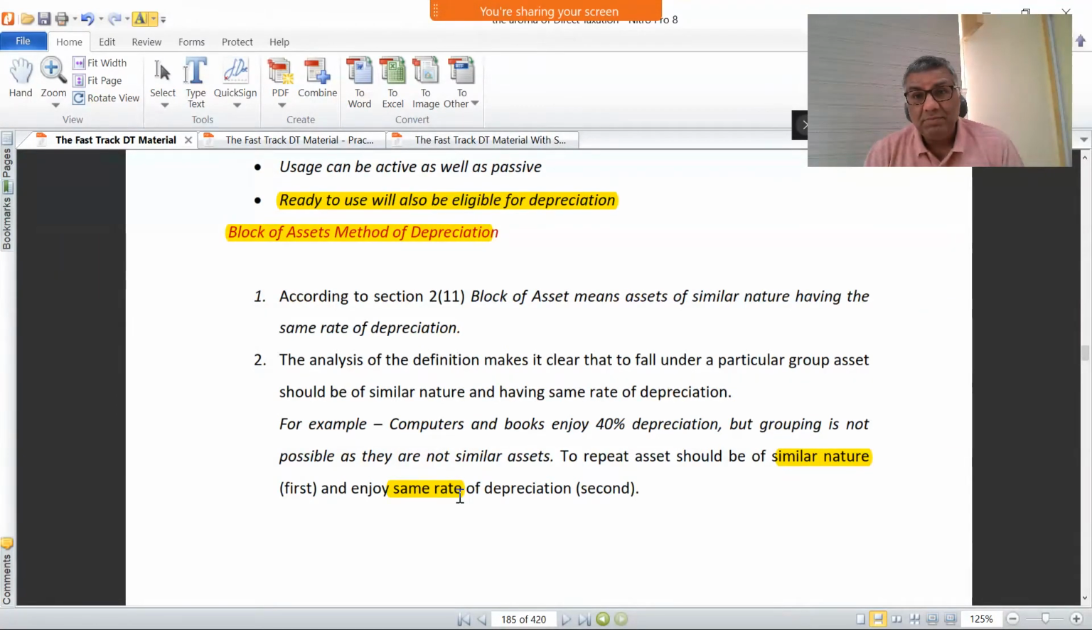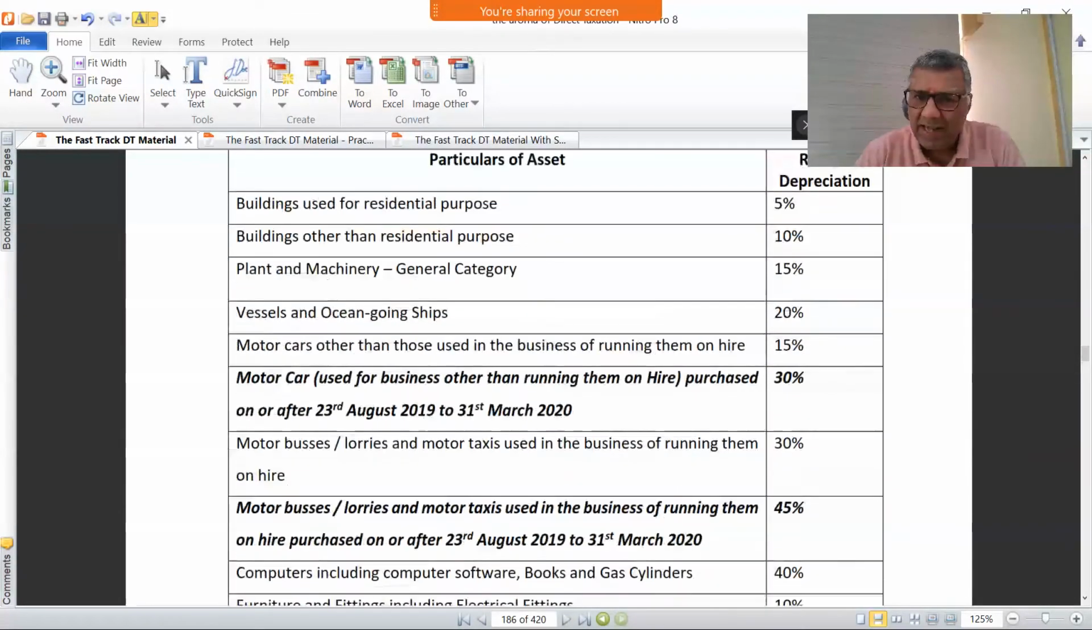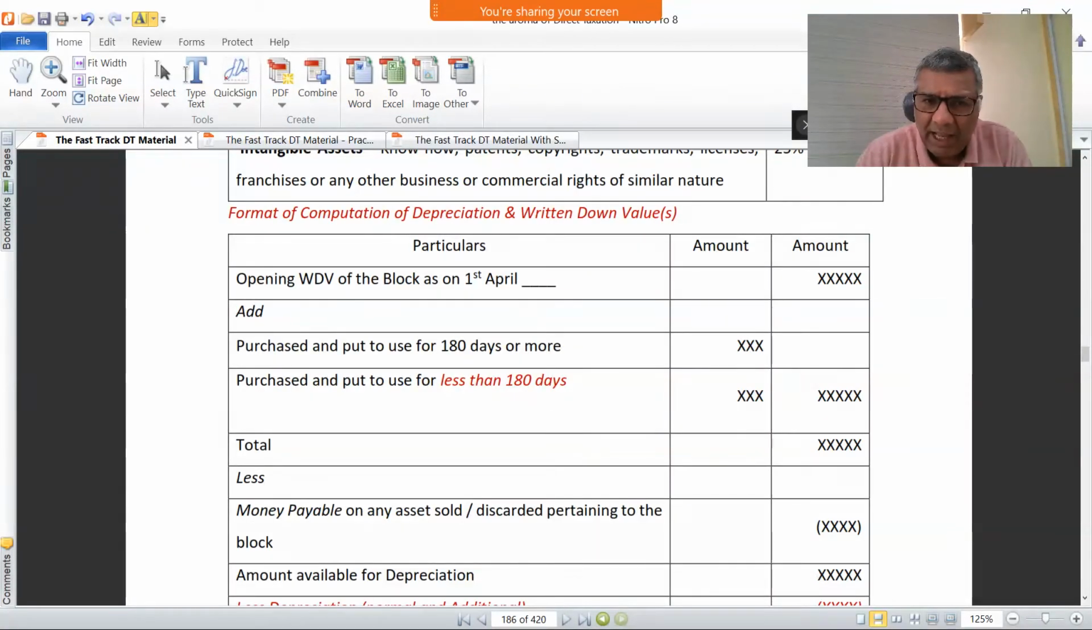But for an asset purchased and put to use for 180 days or more, claim 100% of eligible depreciation. If the rate is 15%, claim 15%. If the rate is 20%, claim 20%. 40%, claim 40%. Whatever rate is given here, claim fully. If it is put to use for less than 180 days, claim half of the eligible depreciation. If the rate is 15%, claim 7.5%. If the rate is 20%, claim 10%. If the rate is 40%, claim 20%.